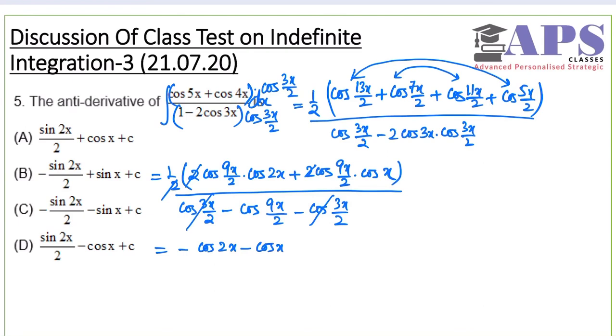Now if I take integration of minus cos 2x minus cos x with respect to x, I will be getting minus sine 2x by 2 minus sine x. That one we will get. So option C is correct here.